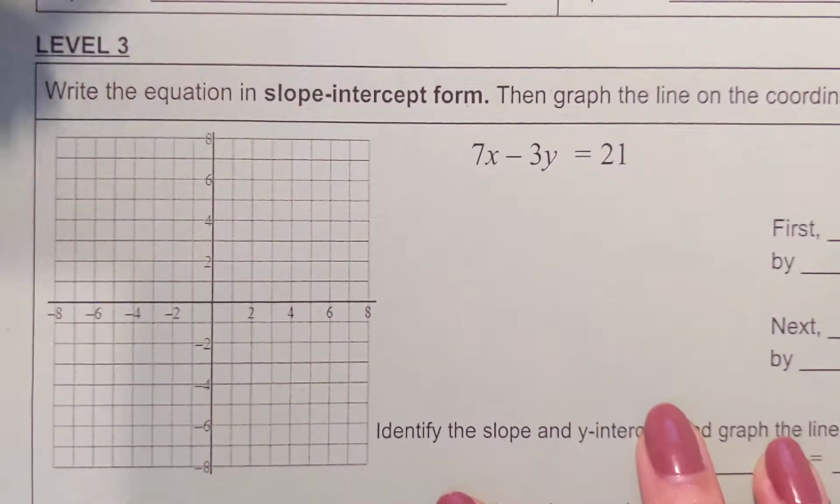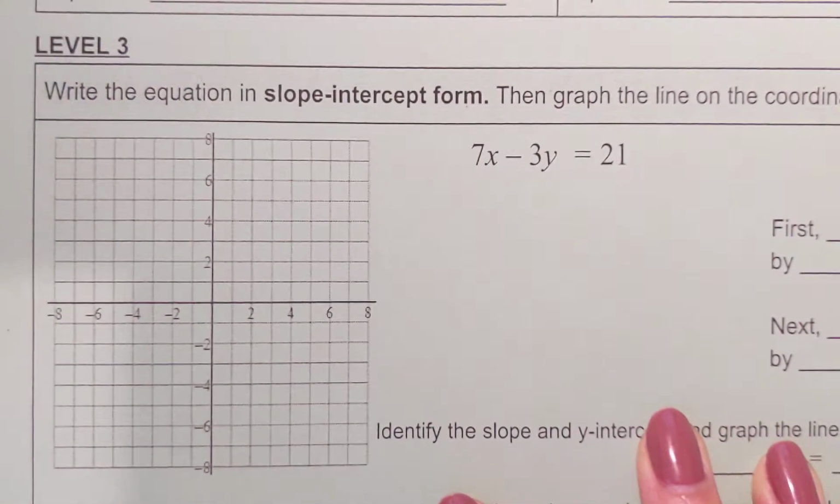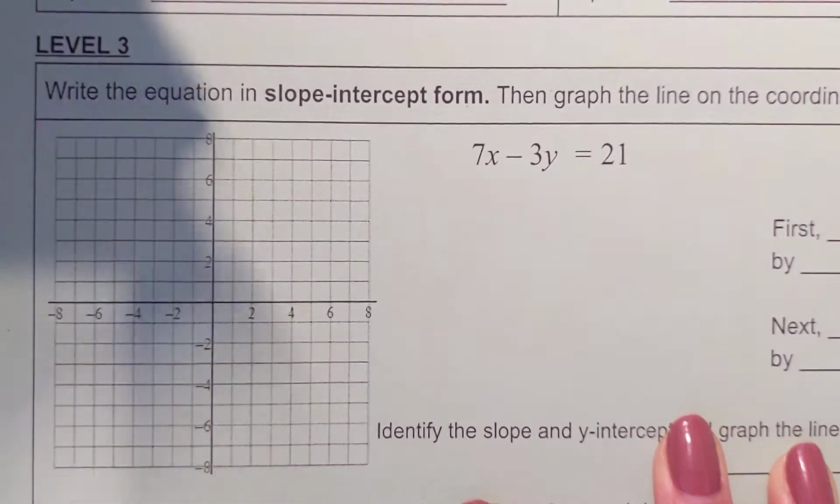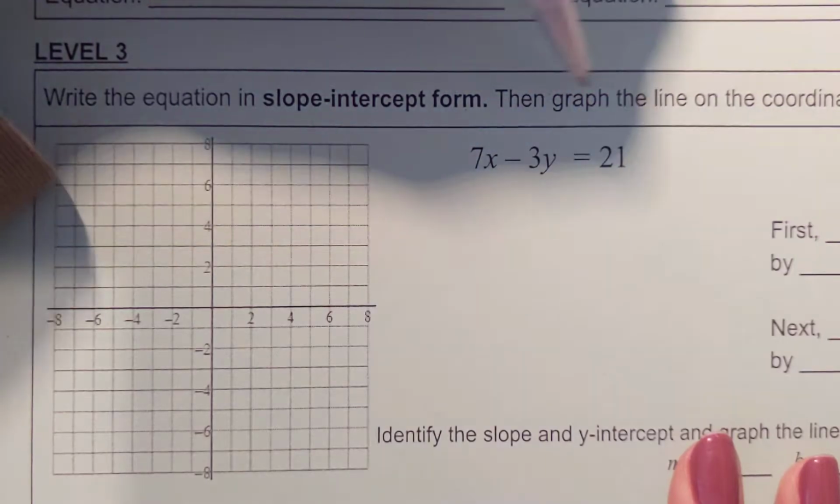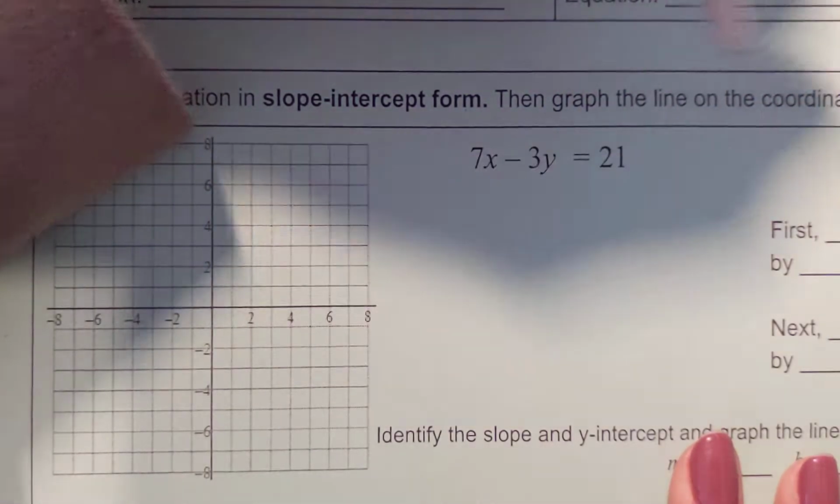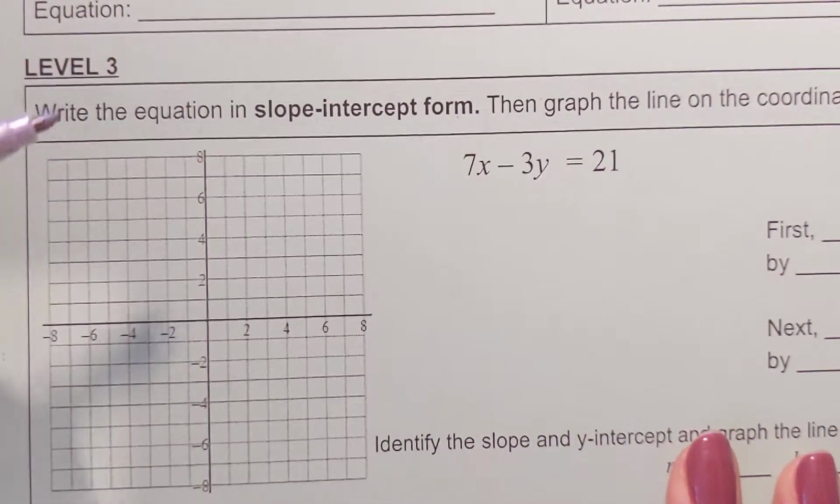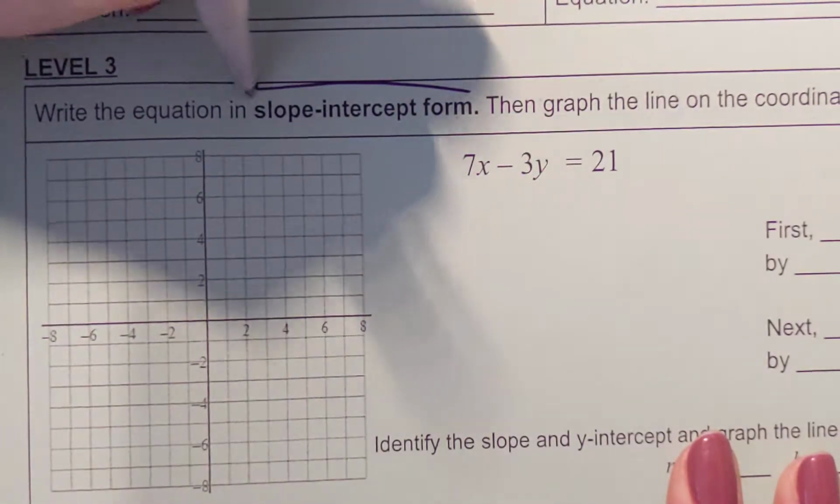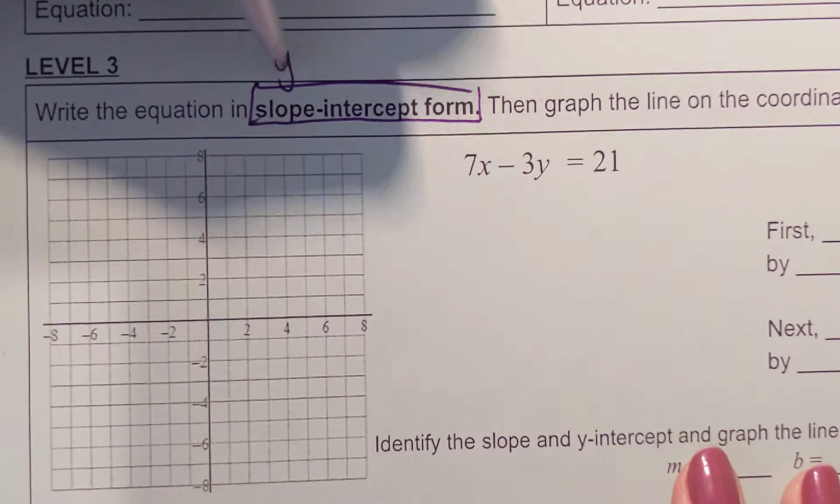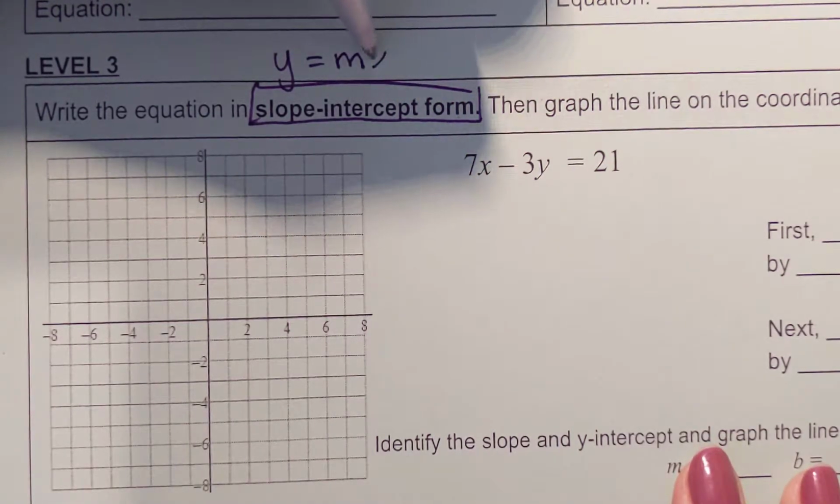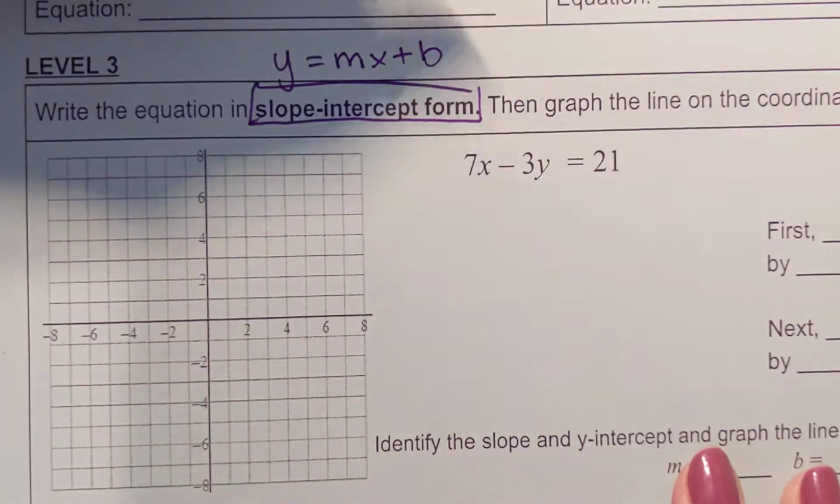All right, so today we're gonna go over the level 3 from this worksheet. So let's read it. Write the equation in slope-intercept form, then graph the line on the coordinate plane. So there's two things we're being asked to do here. Write the equation in slope-intercept form. So as a reminder, that is y equals mx plus b.